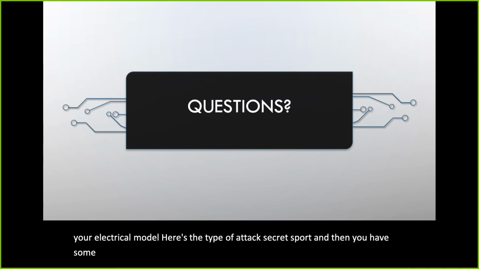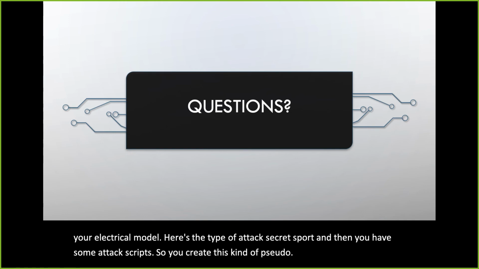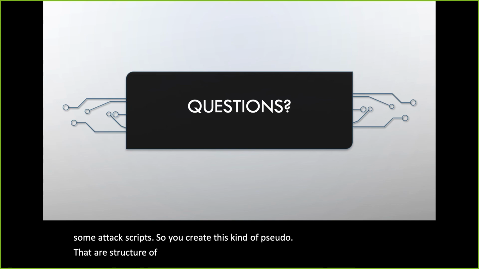So you create this kind of pseudo testbed-like structure of looking at this experimental situation and then seeing how the model reacts to it.